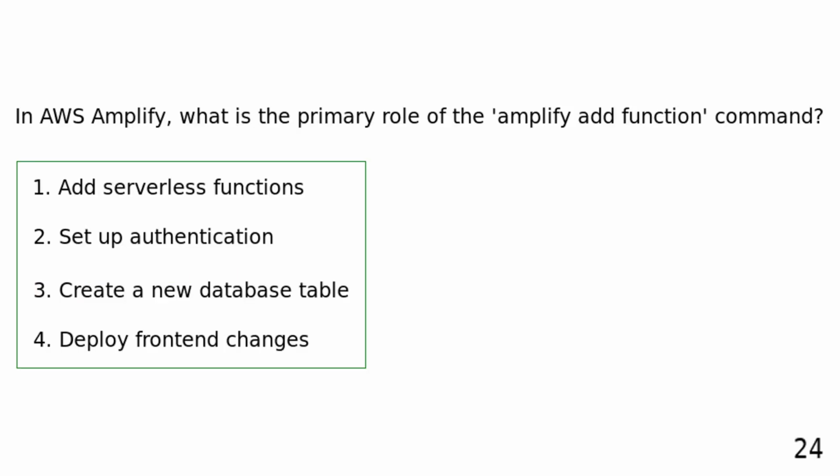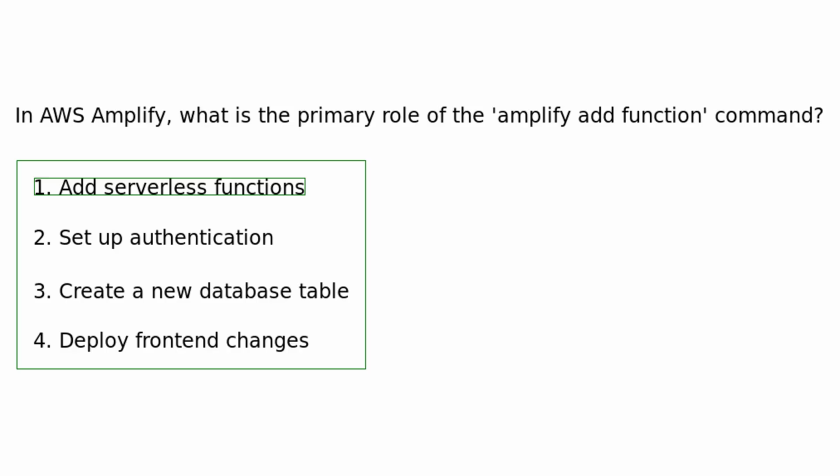In AWS Amplify, what is the primary role of the Amplify add function command? Add serverless functions. Set up authentication. Create a new database table. Deploy front-end changes. Amplify add function adds serverless functions to an existing Amplify project, enabling backend logic without managing servers in AWS Amplify.